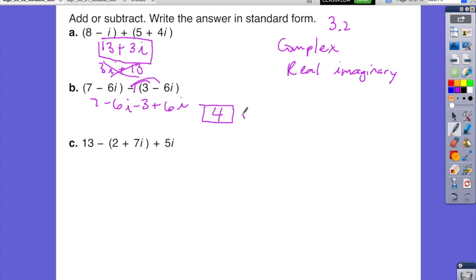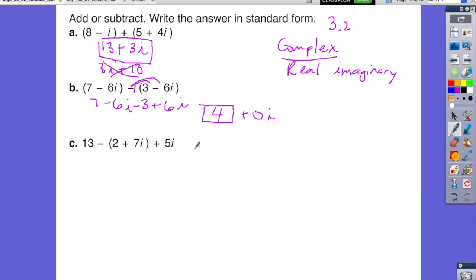It's actually plus 0i, but you don't need to put the 0i unless they ask you to write it in a complex form. Then you would write it as 4 plus 0i. All right, let's move on to C.